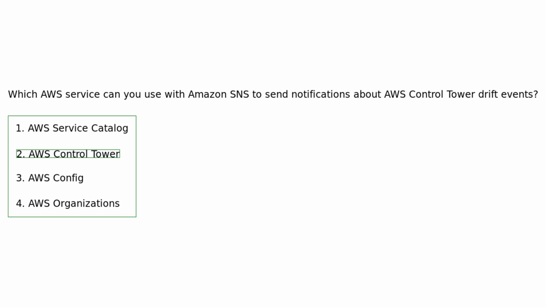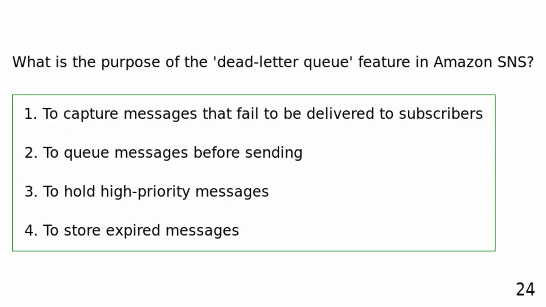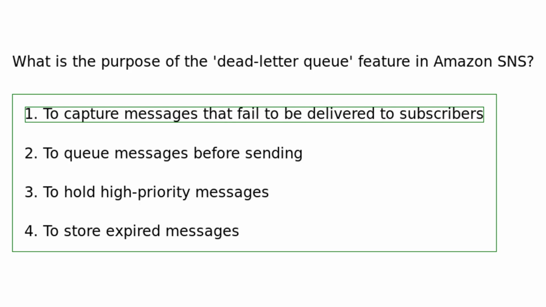What is the purpose of the dead letter queue feature in Amazon SNS? To capture messages that fail to be delivered to subscribers. To queue messages before sending. To hold high-priority messages. To store expired messages. The dead letter queue feature in Amazon SNS captures messages that fail to be delivered to subscribers, allowing you to troubleshoot and potentially resend these messages.